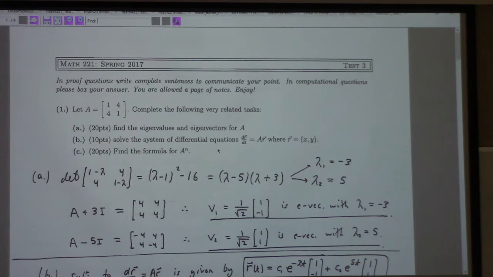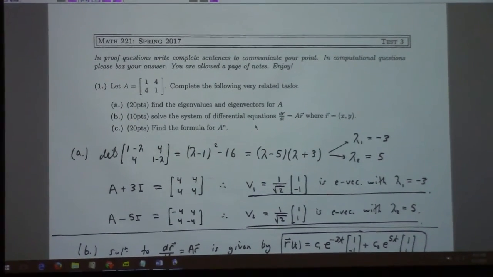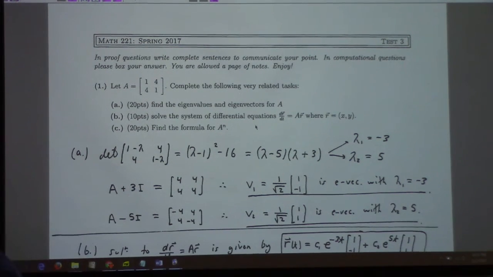So let's see here. I did glance over the first page, and I noticed most of you will be bored by what I'm about to show you because you got this too. So this matrix 1, 4, 4, 1 is supposed to find eigenvalues and eigenvectors, solve the system of differential equations, and find the formula for A to the power n. So to start with, the characteristic equation is factored into lambda minus 5 times lambda plus 3, which gives us eigenvalues of minus 3 and 5. So then what I have to do is figure out a basis for the null space of those appropriate matrices, right?